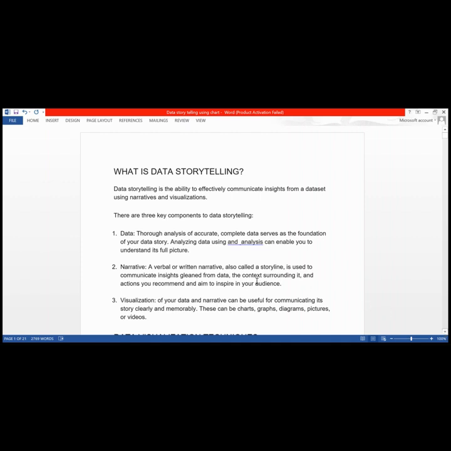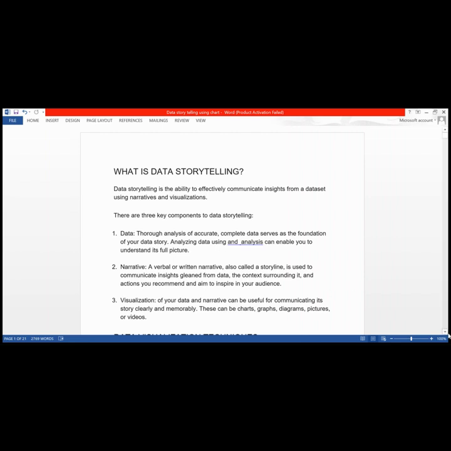Now, there are key components to data storytelling. For example, the number one is data. Of course, your data must be accurate, because complete data serve as the foundation of your data story. The second one is narrative. A verbal or written narrative, also called a storyline, is used to communicate what insights are gleaned from data.